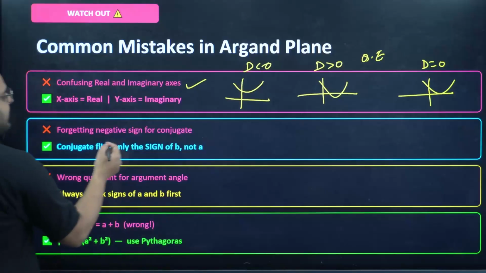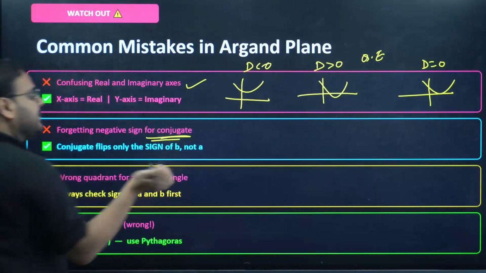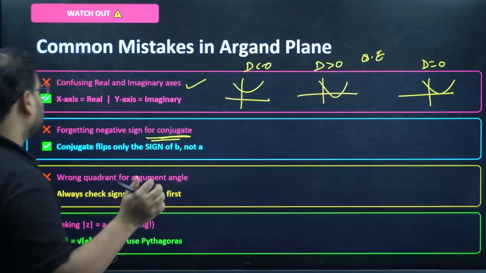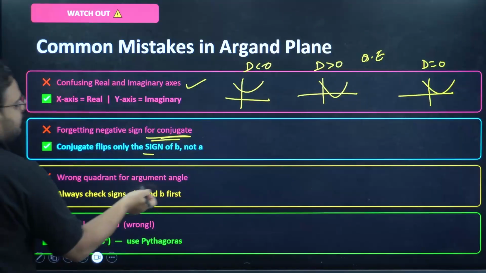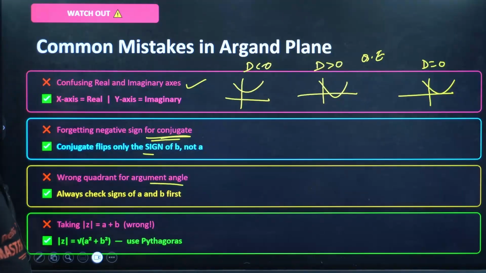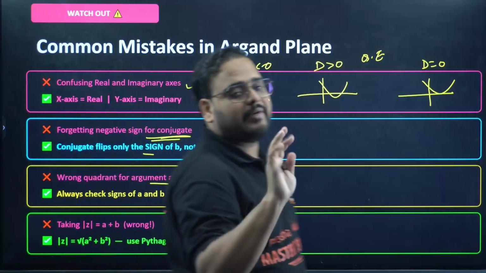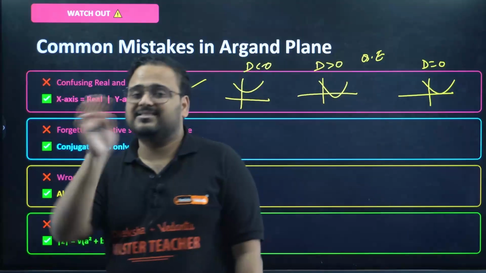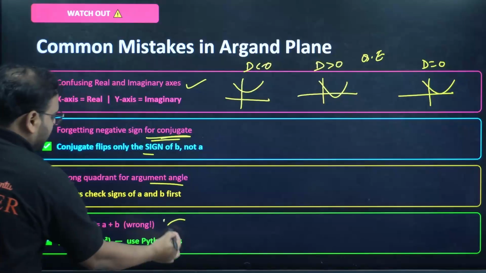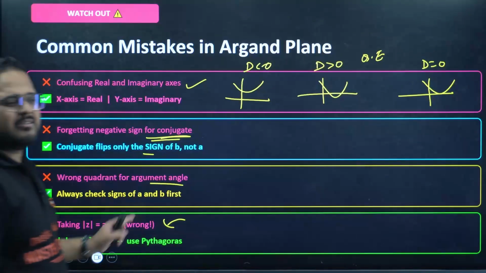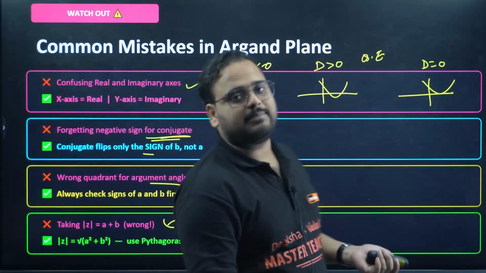Okay, forgetting the negative sign for the conjugate. Conjugate means the sign flips only for b, not for a. Another mistake is the wrong quadrant for the argument angle. Be careful with that, and I've given you different ways to find the angles in the 4 quadrants. Use that. And taking the modulus wrong. This is very rare, but sometimes it can happen.